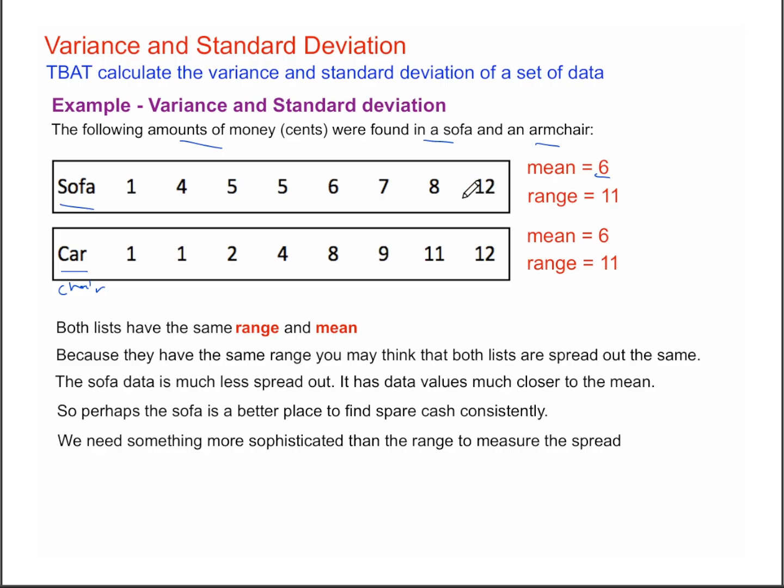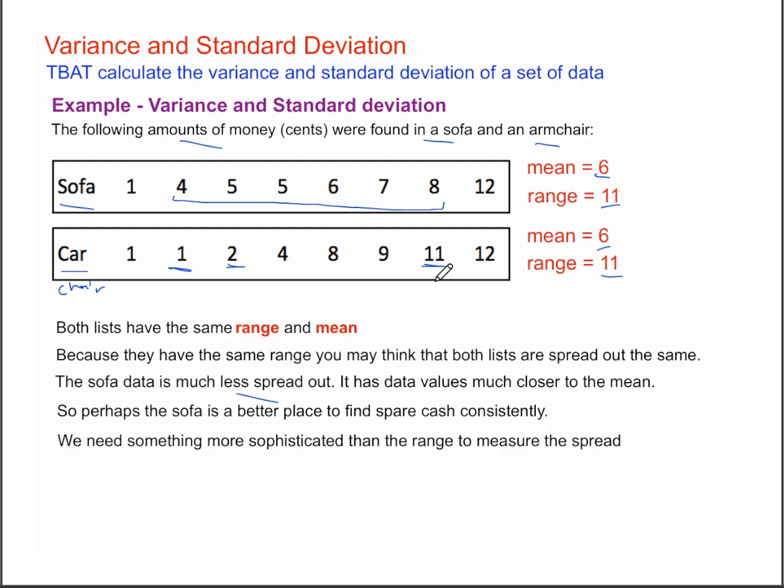And the range, which is the max minus the min, is 11 for both of them. But these two data are not really the same. And so you might think that they are spread out the same way because their mean is the same and their range is also the same. But actually the sofa is a lot less spread out because it has data that is very close to the mean. While for the chair, the data is quite far from the mean.